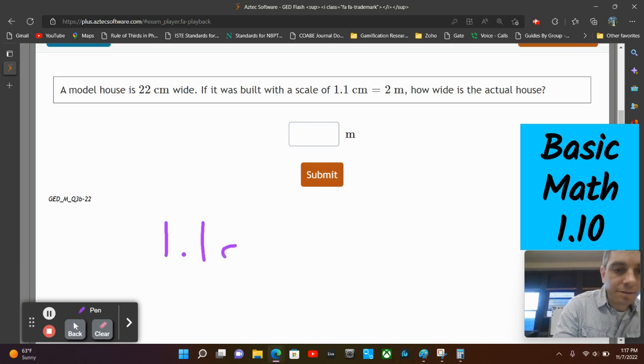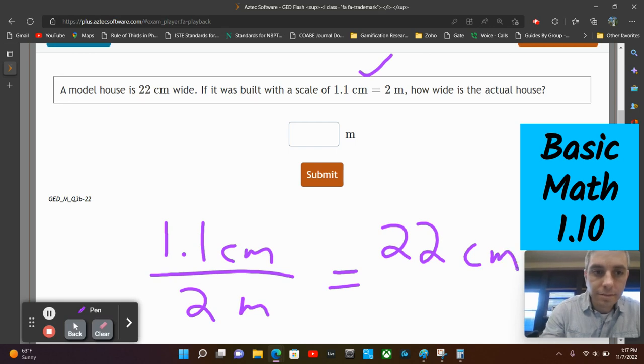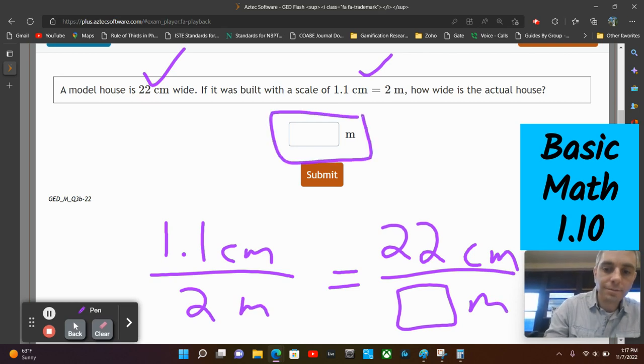1.1 centimeters over 2 meters. So start with the thing that they give you as the scale, is equal to 22 centimeters over blank meters, which is our answer. And now we cross multiply and divide.